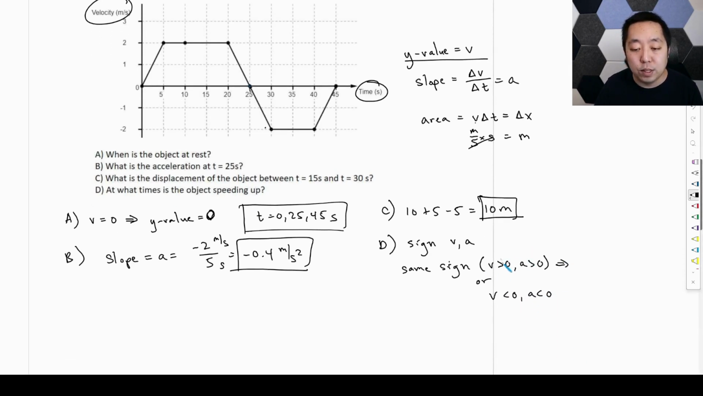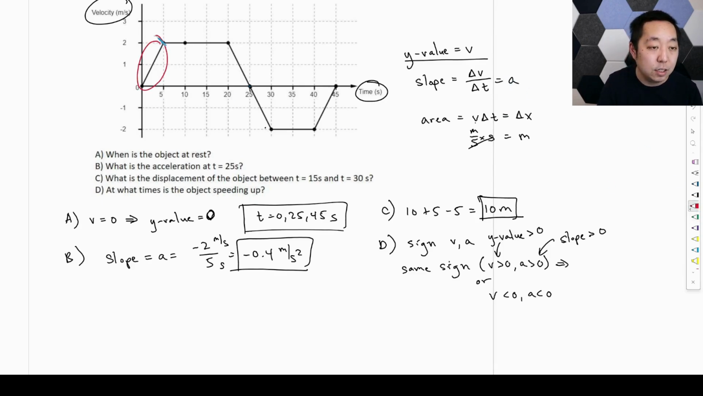I want to know where the velocity is positive. That means the y value in this case would be greater than 0. And here the acceleration is the slope. That means the slope is greater than 0. So for the first case, when both velocity and acceleration are positive, the y value is positive because the y value is the velocity, and the slope is positive because the slope is the acceleration.